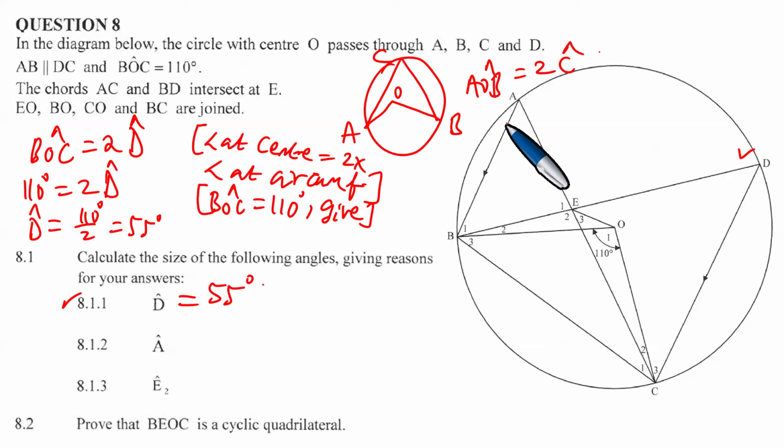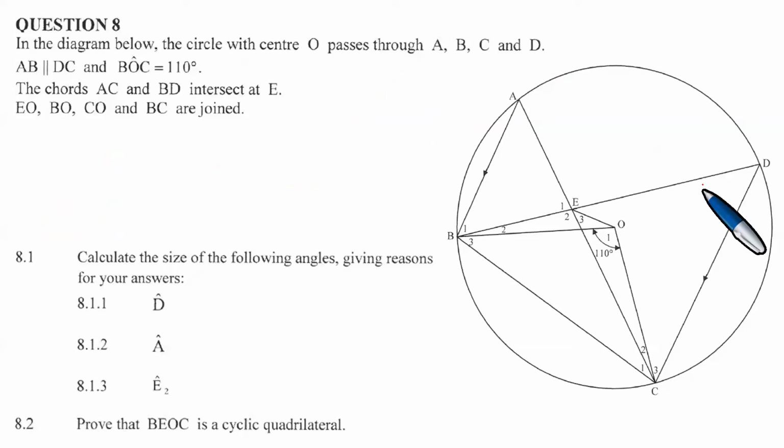Right, the next thing is we're interested in finding the size of the angle A. What is the size of this angle there? So think about it. This one is 55 degrees. What is the size of the angle A? Right, so the size of the angle A is very, very straightforward.